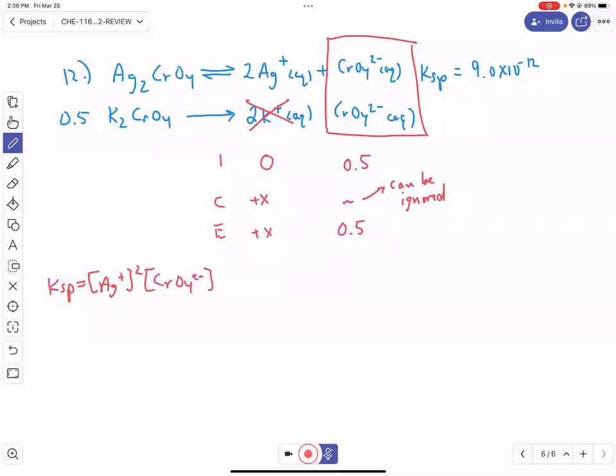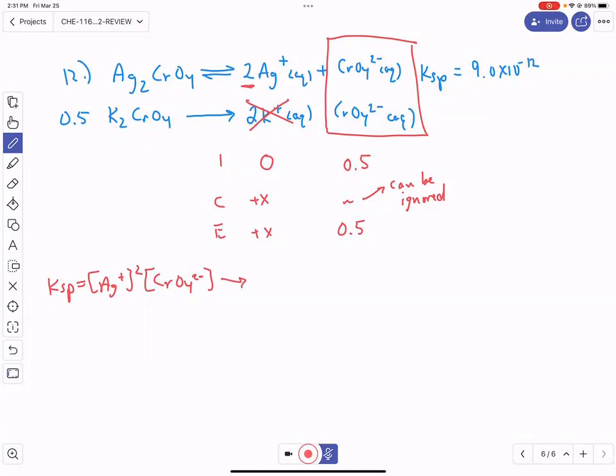So at this point, you might be wondering why I didn't call this 2X, even though it is 2 silver, right? Because this is my only unknown, I don't have to call silver 2X because it's the only thing I'm solving for. If I didn't have either concentration and I had to solve for both, then yes, I would have 2X and X because that's the ratio between these two. But in this case, I know chromate, I don't know silver, so I can just call that X. I do not have to call it 2X in this case.